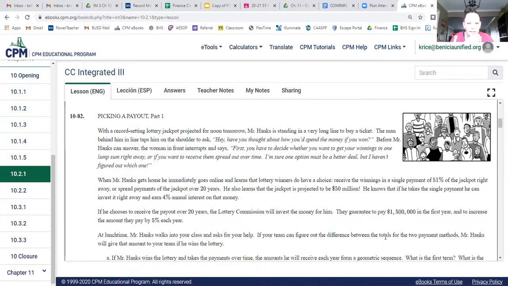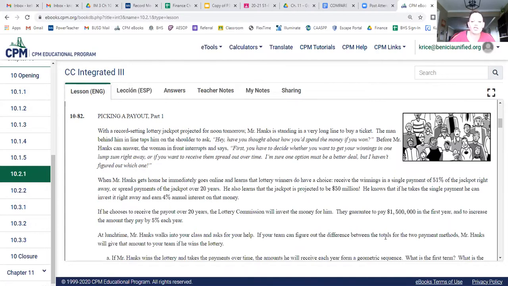Before Mr. Hanks can answer, the woman in front interrupts and says, first, you have to decide whether you want to get your winnings in one lump sum right away or if you want to receive them spread out over time. I'm sure one option must be a better deal, but I haven't figured out which one. When Mr. Hanks gets home, he immediately goes online and learns that the lottery winners do have a choice, receiving the winnings in a single payment of 51% of the jackpot right away, or spreading payments of the jackpot over 20 years.